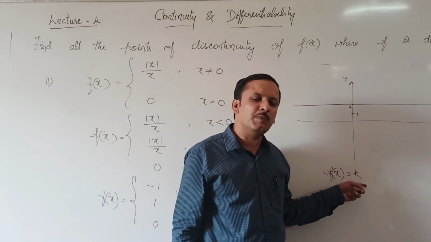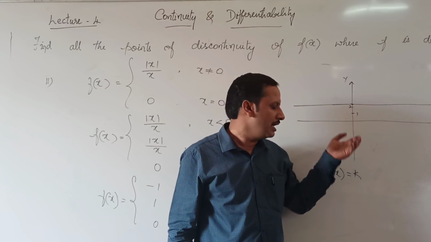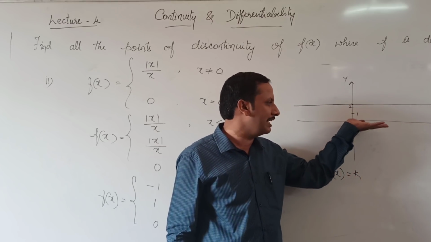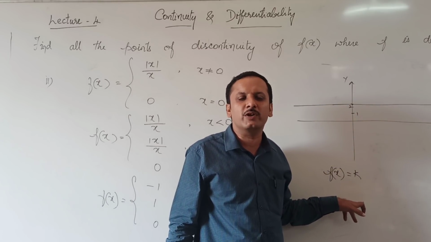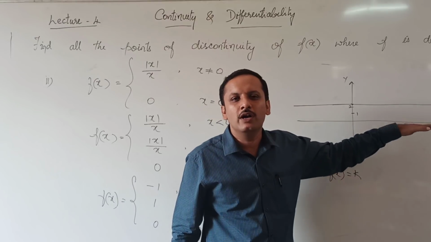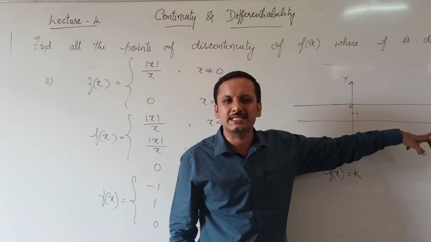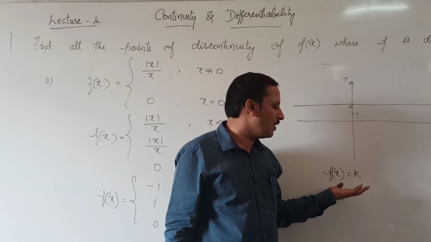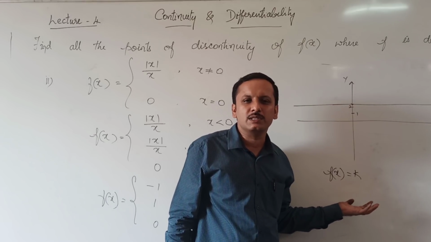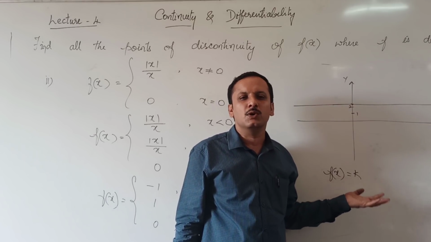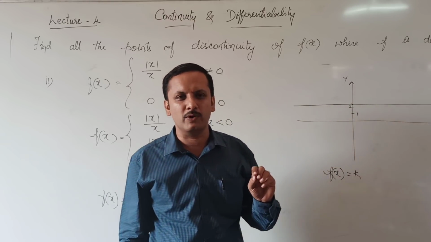If k is positive, then that line will be above the x-axis. If k is negative, then that line will be below the x-axis. And if k is equal to 0, then we are talking about f of x is equal to 0, in other words, y is equal to 0. That is nothing but the equation of the x-axis. So, f of x is equal to k, a constant function, is always a continuous function. Every constant function is continuous. Remember this, which is an important point.